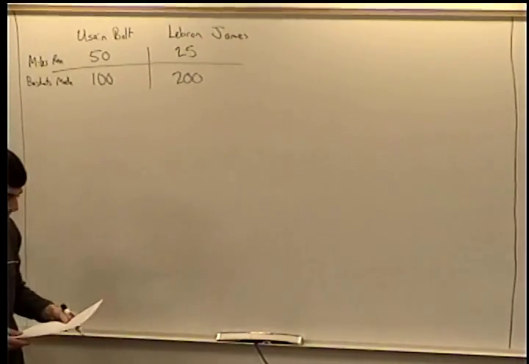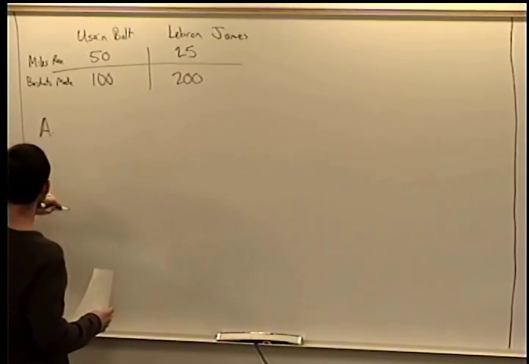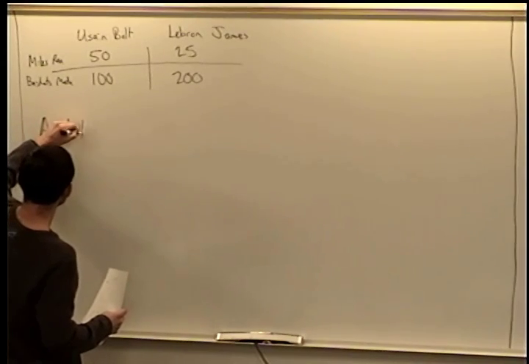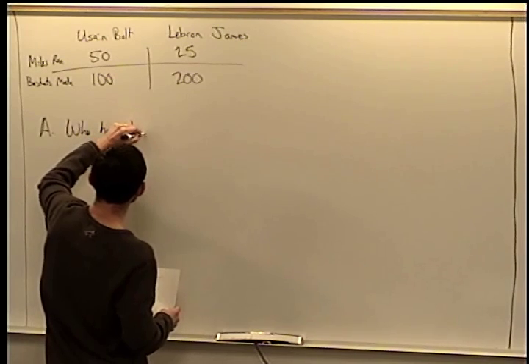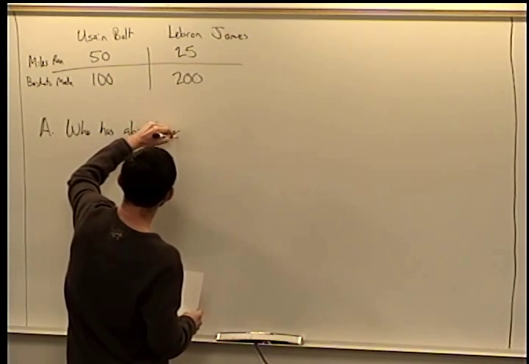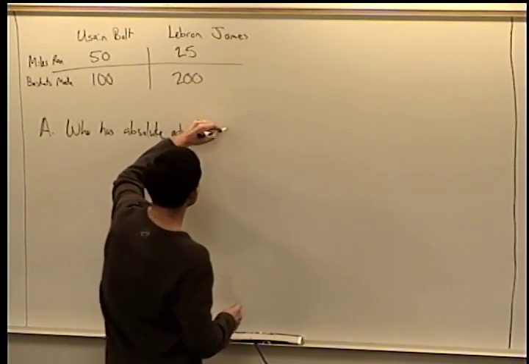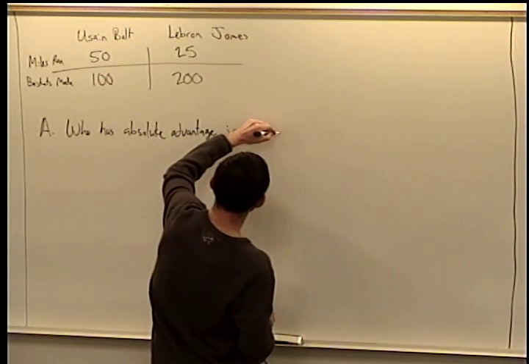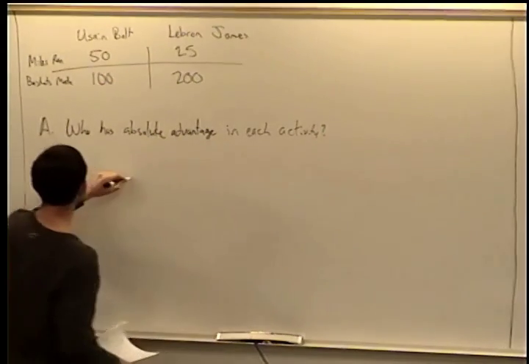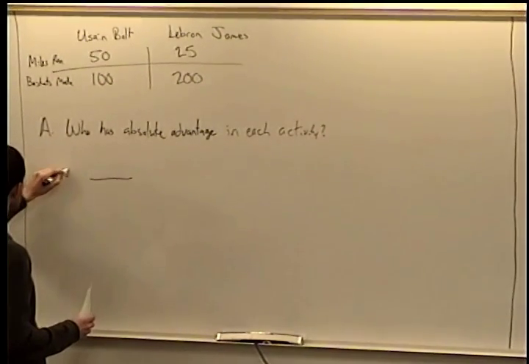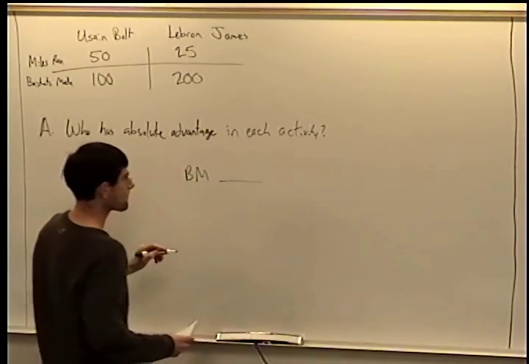Okay, so for this problem, we're going to go through part A. So part A, who has the absolute advantage in each activity. So here we're going to have the absolute advantage for miles ran and the absolute advantage for baskets made.